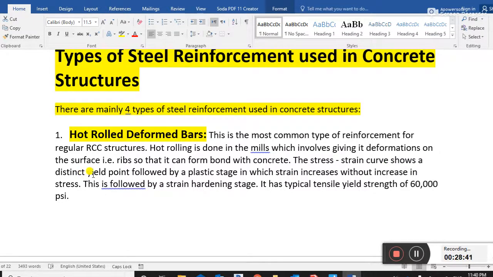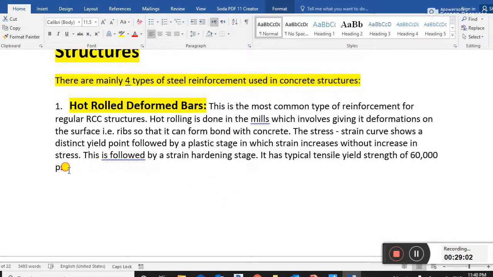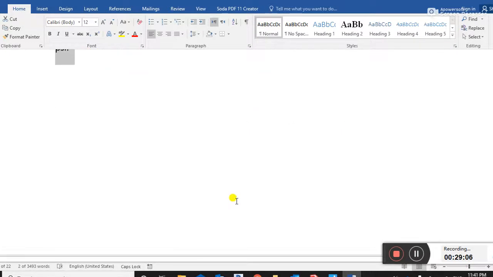The stress-strain curve shows a distinct yield point formed by the plastic stage, in which strain increases without increase in the stress. This is followed by a strain hardening stage. It typically has a tensile yield strength of 60,000 psi, pounds per square inch.